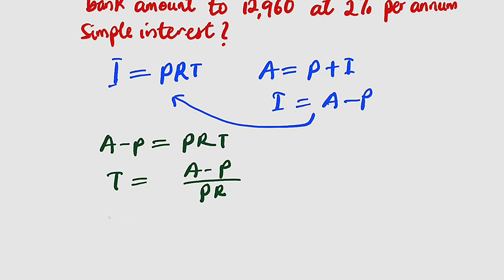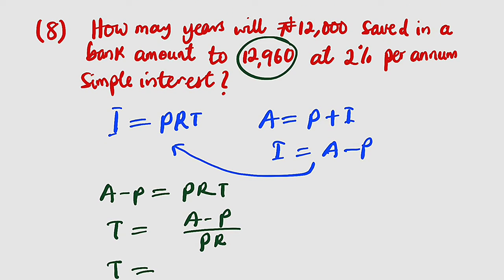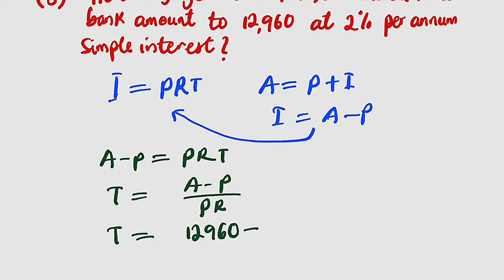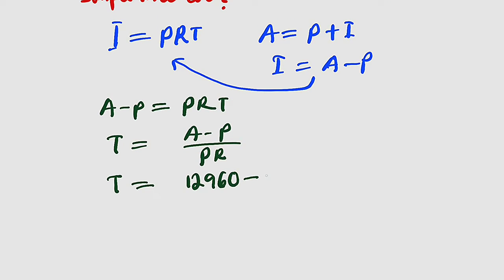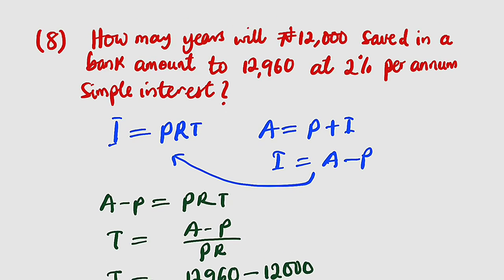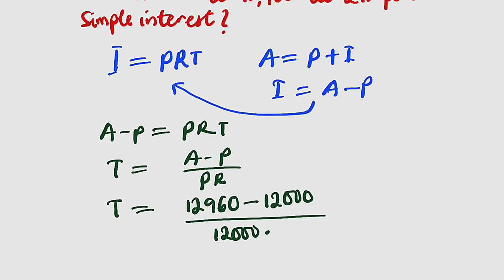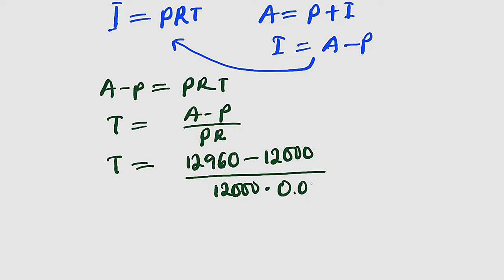So let us plug everything. The time we are looking for is equal to the amount, which is 12,960. That is the amount according to the question. 12,960 minus the principal amount. The principal amount is 12,000, so we have 12,000 right here. Divide by the principal amount again, which is 12,000. Multiply by the rate. What is the rate according to the question? 2%. And what is 2%? 0.02.